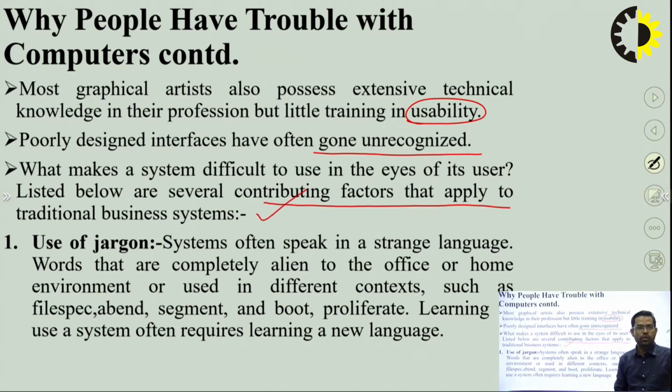First is the use of jargon. We can see that systems often speak in a strange language. We already know that the system understands 0-1 language, and machines communicate in machine language. The words used are completely alien to the office or home environment, or used in different contexts, such as file specification, append, segment, and boot, and many other technical terms. If we are talking with the computer in jargon, or technical language, a new person cannot understand.